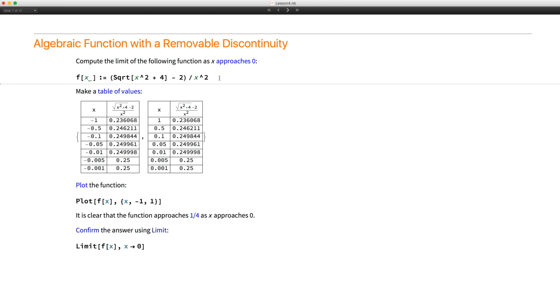So here's an algebraic function. It's got a square root in it, and the denominator is x squared. So when x is 0, that's a problem. But fortunately, everything is removable in the sense that there really is no problem at 0.